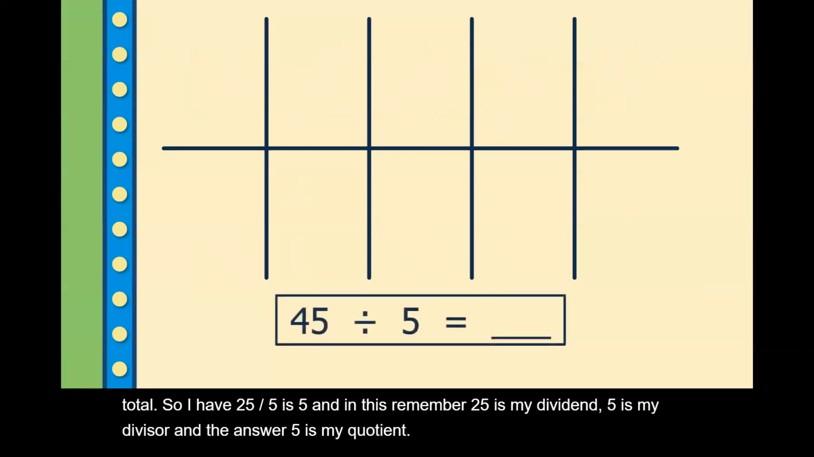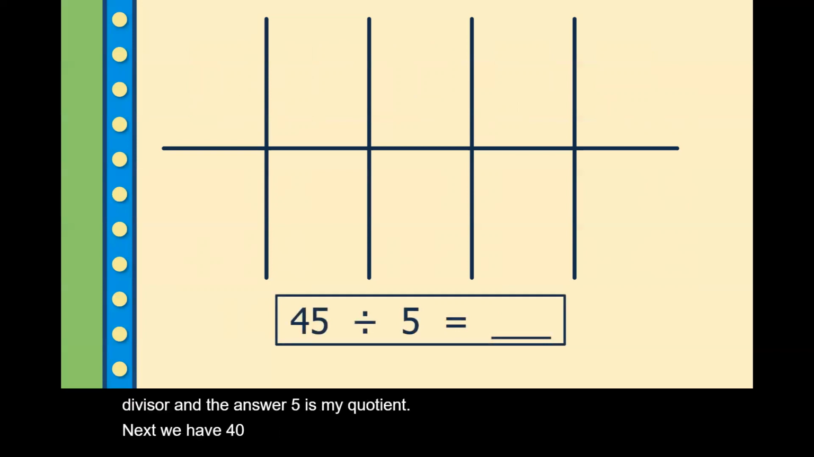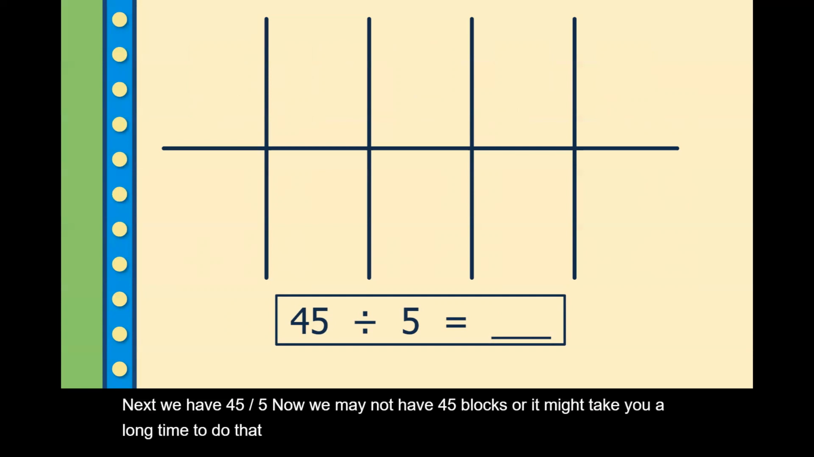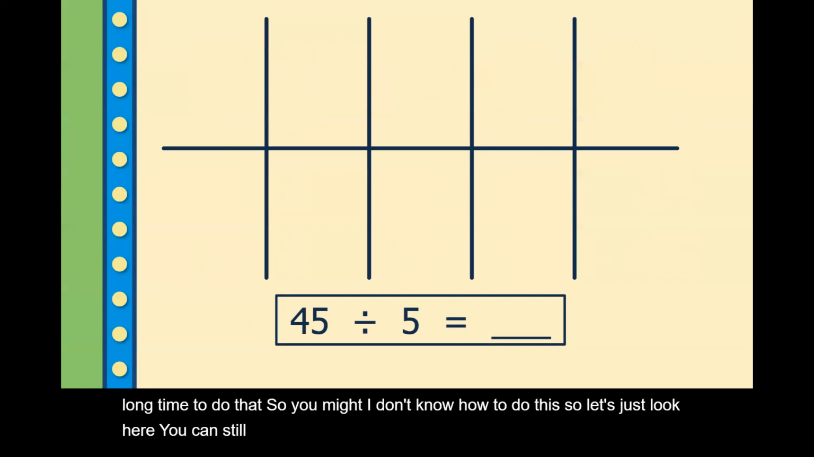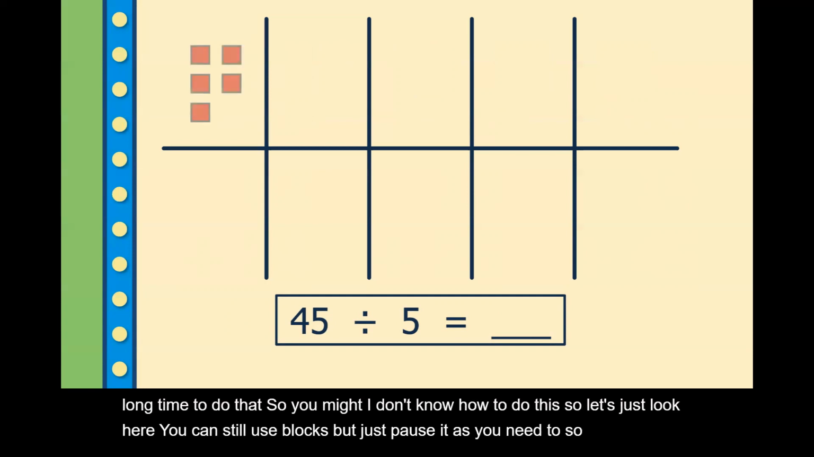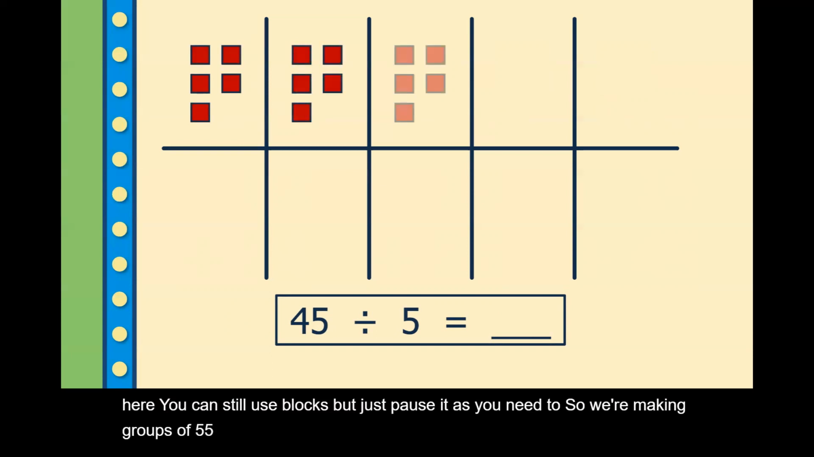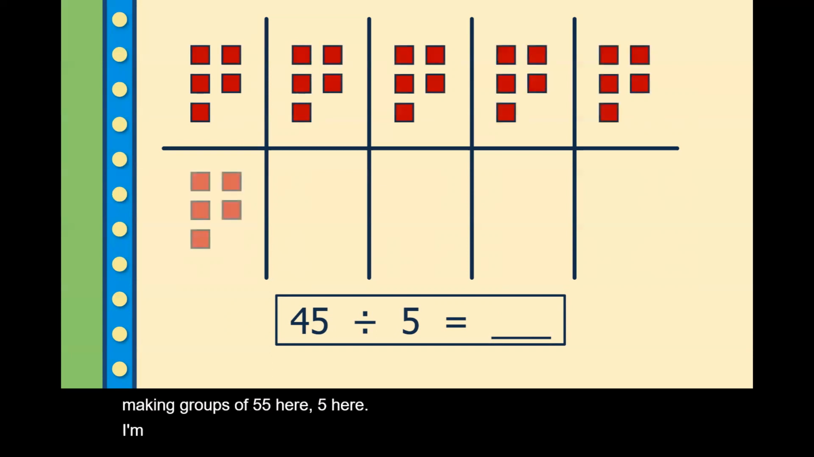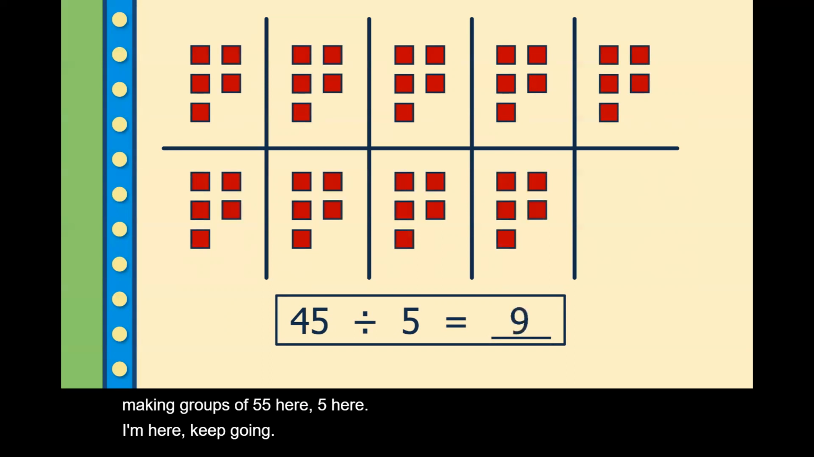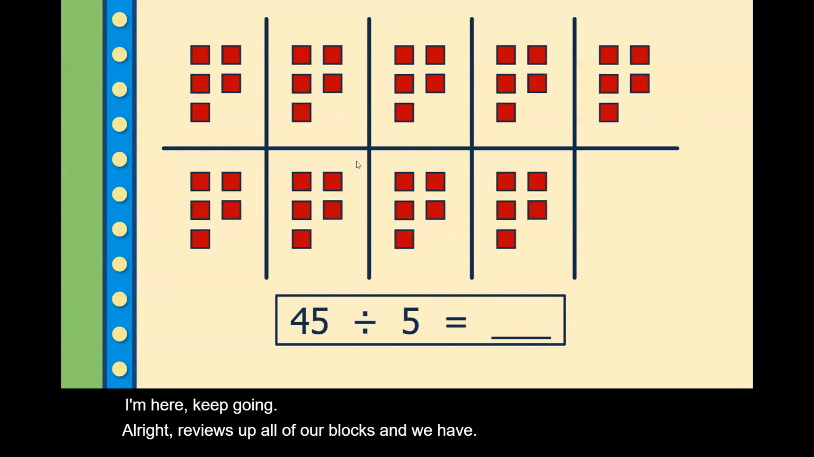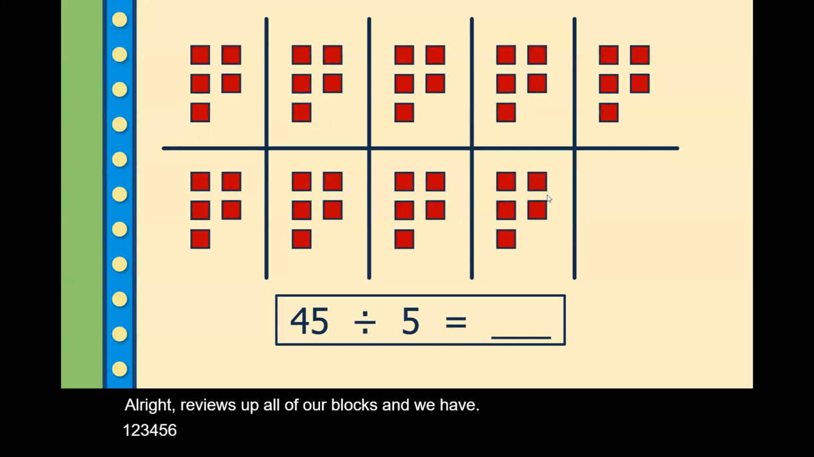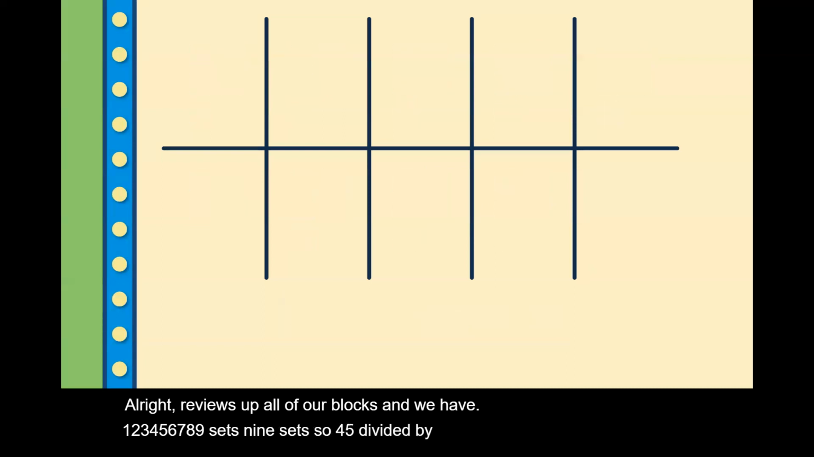Next, we have 45 divided by 5. Now, we may not have 45 blocks, or it might take you a long time to do that. So let's just look here. You can still use blocks, but just pause it as you need to. So we're making groups of 5. 5 here, 5 here, 5 here. Keep going. All right, we've used up all of our blocks and we have 1, 2, 3, 4, 5, 6, 7, 8, 9 sets. We have 9 sets. So 45 divided by 5 is 9.